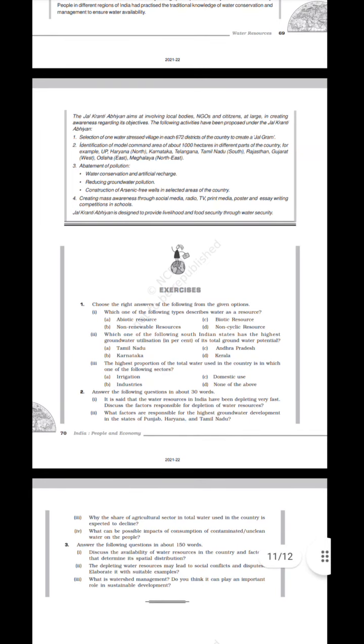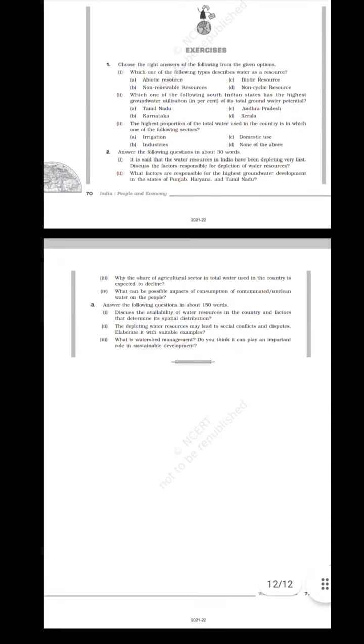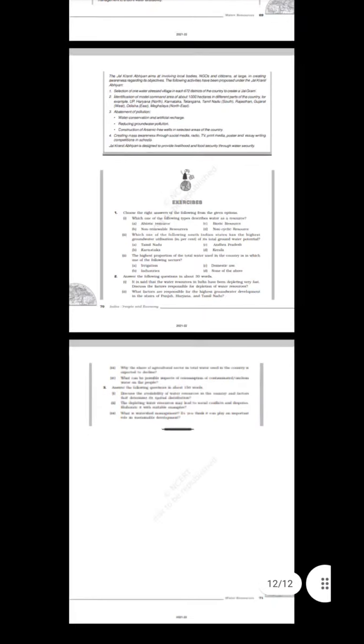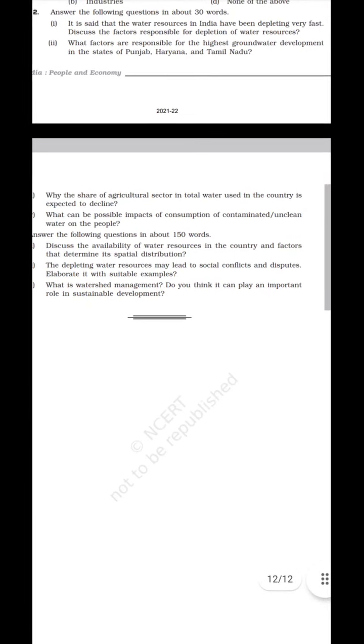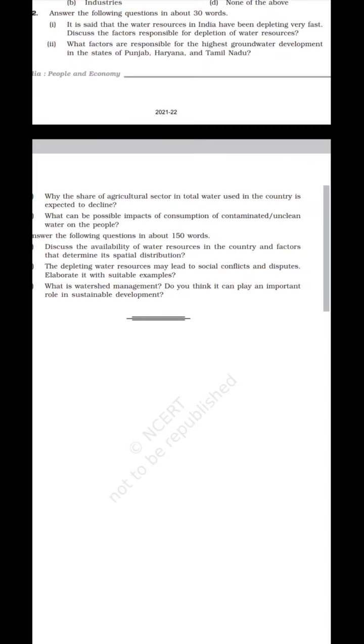Answer the following questions in about 30 words. It is said that the water resources in India have been depleting very fast. Discuss the factors responsible for depletion of water resources. What factors are responsible for the highest groundwater development in the states of Punjab, Haryana, and Tamil Nadu? Why is the share of agriculture sector in total water used in the country expected to decline? What can be possible impacts of consumption of contaminated, unclean water on the people?